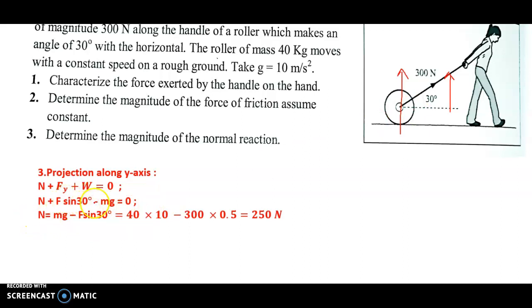Then N, move the other two terms to the other side. It's mg minus F sine 30. M is 40 times 10 minus 300 times 0.5. This is 250 Newton.